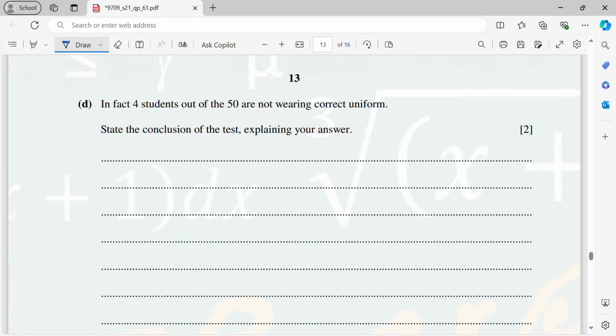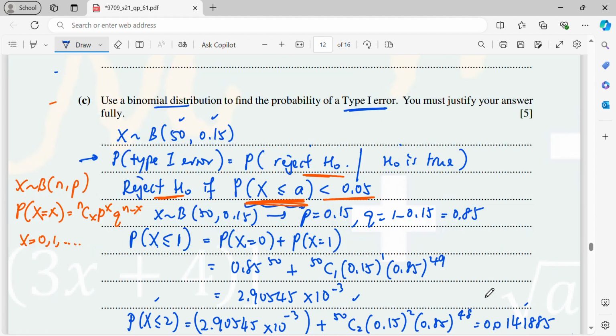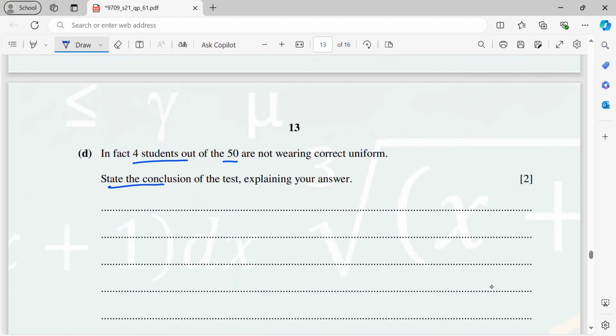Now part D. In fact, 4 students out of 50 are not wearing correct uniform. State the conclusion of the test, explaining your answer. Okay, so from the previous part, we know that we reject H0 when X ≤ 3, which means the critical region, or rejection region, is X ≤ 3, because when we count that probability, that is the probability of rejecting H0.